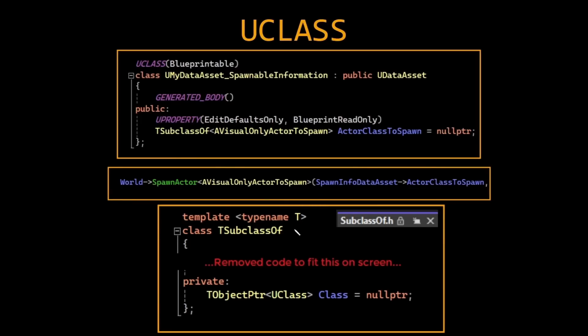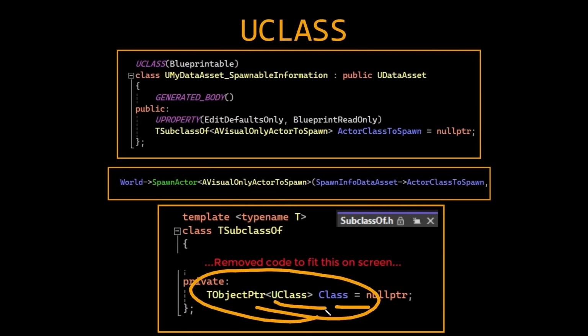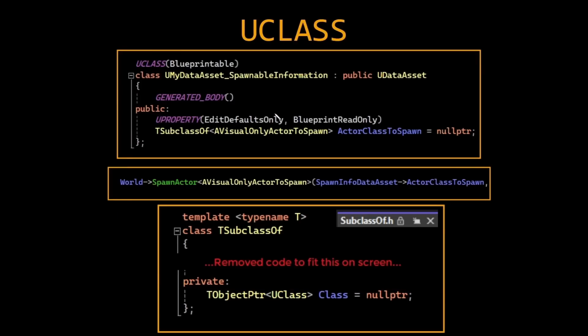And the reason this seems to work, if you look deeper into it, under the hood, it's the same thing as just providing a UCLASS. TSubclassOf has a property called class, which is of type UCLASS. And so these are some examples of reflection being used in regular gameplay as far as the engine is concerned.